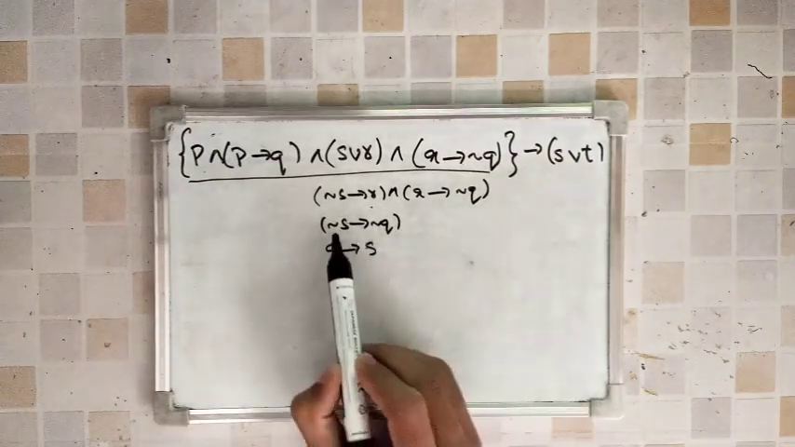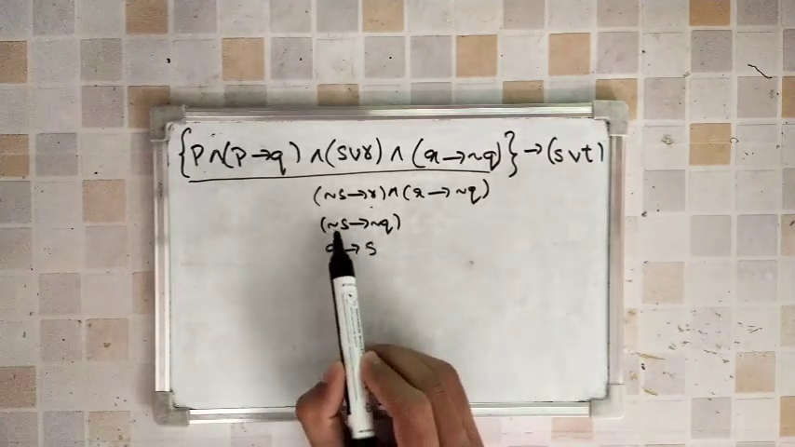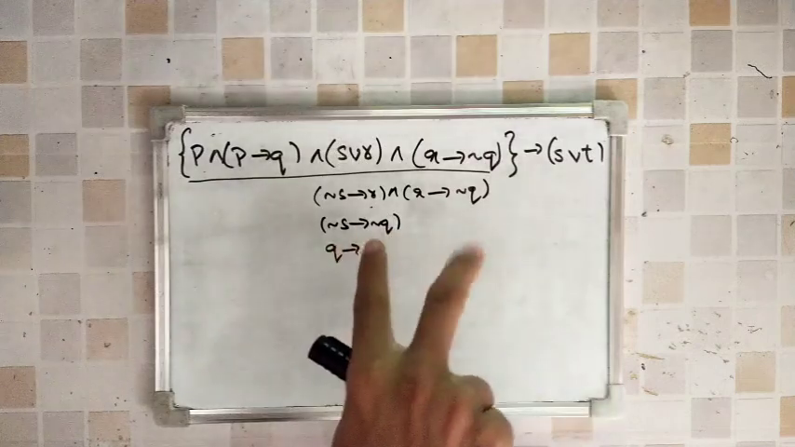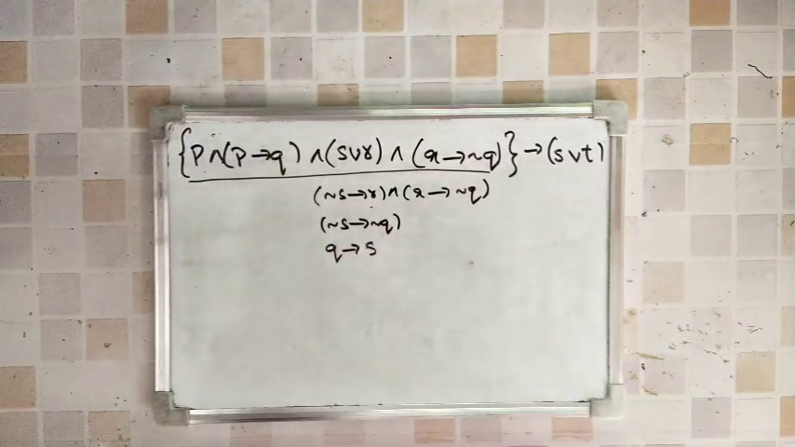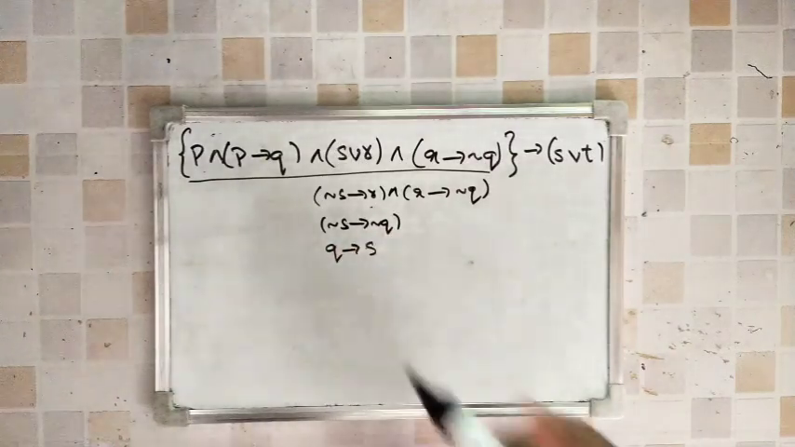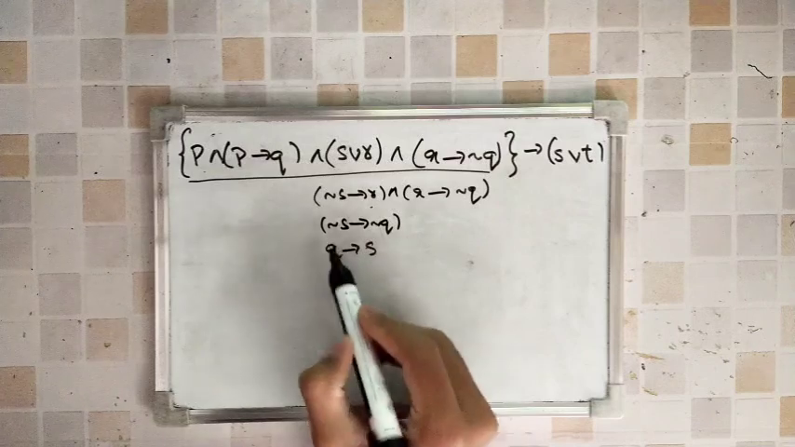How? Because this is, see, contraposition. So if I do take contraposition of this, places will swap and negation will come further. So double negation, it will just cancel out. Only Q implies S is remaining.